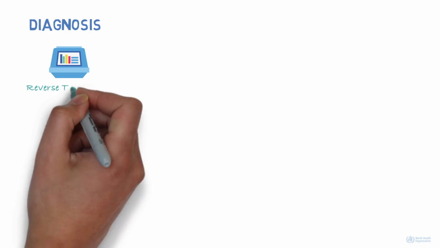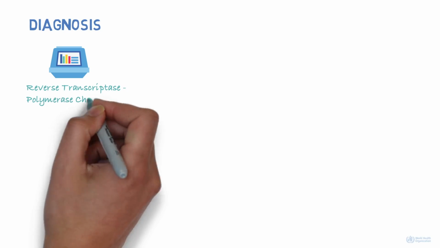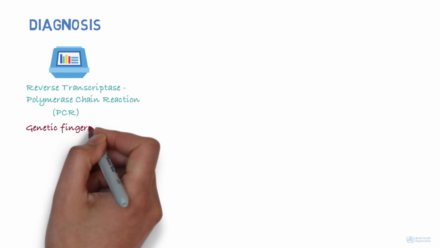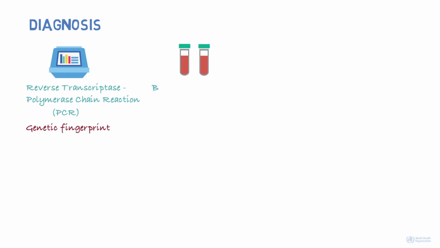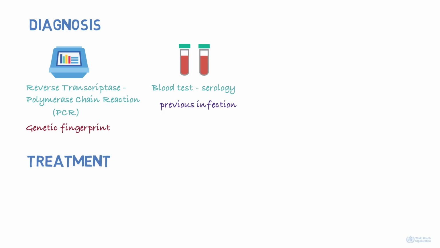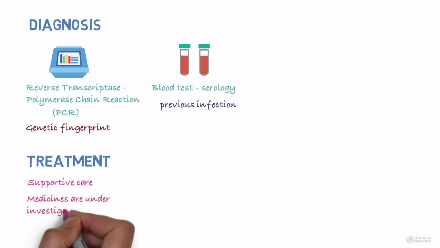How can we tell whether someone is infected? The infection is commonly diagnosed by a test called reverse transcriptase polymerase chain reaction, generally known as PCR. This test identifies the virus based on its genetic fingerprint. There's also a blood test that can check for antibodies against the virus, which may show that someone was infected in the past. How is it treated? The treatment for COVID-19 is mainly supportive care. Medicines against the virus are currently under investigation.